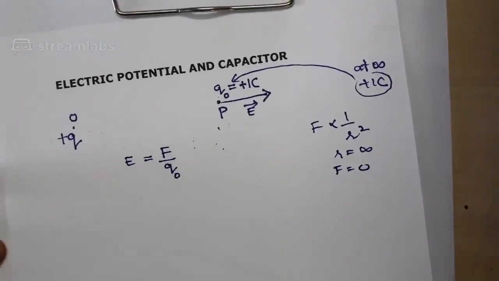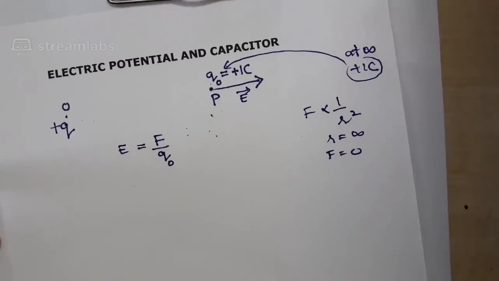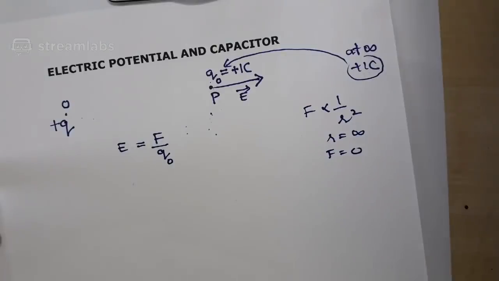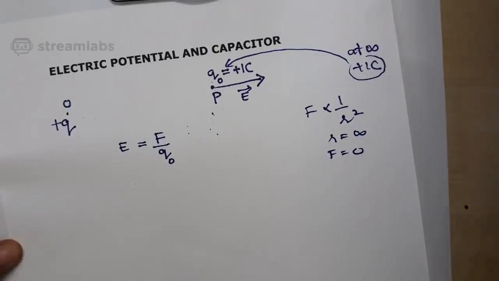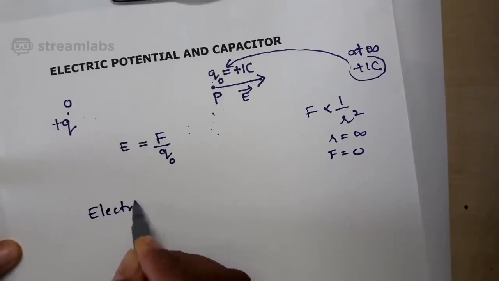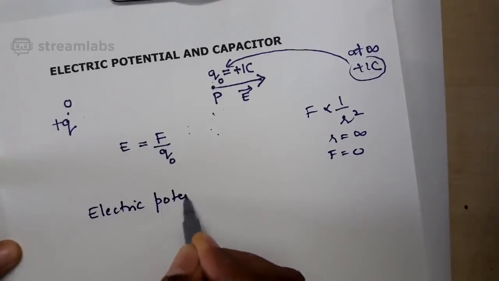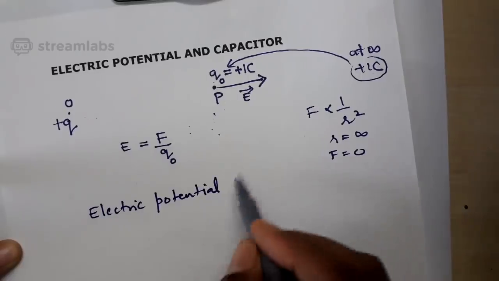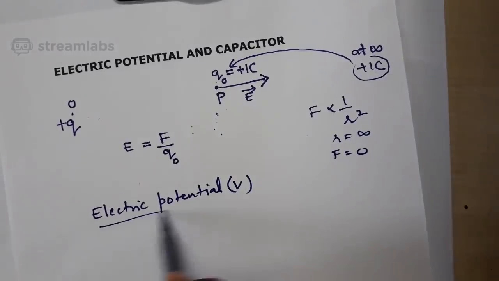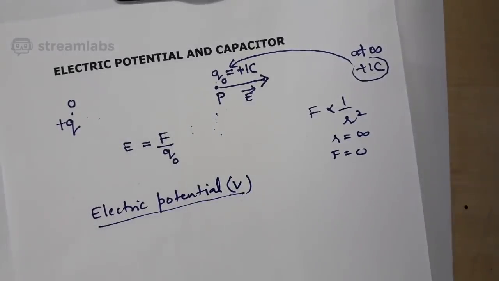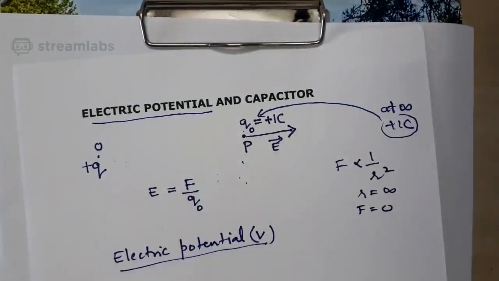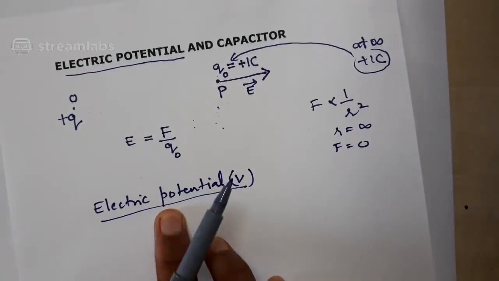Whatever the amount of work is done in moving a plus 1 coulomb charge from infinity to a point P against the electric field, that itself is a measure of a new physical quantity in electrostatics that is called electric potential, which we represent by the symbol V. This is one part of the main heading of the topic of discussion. This is actually what I wanted to introduce.